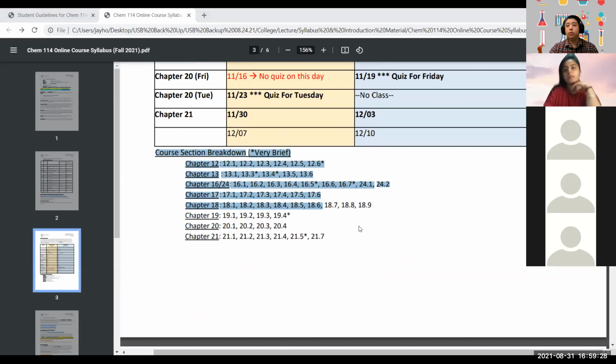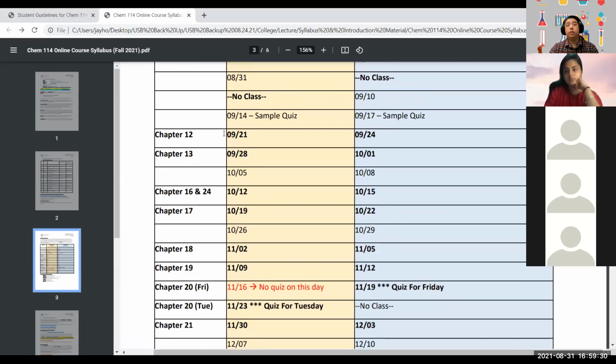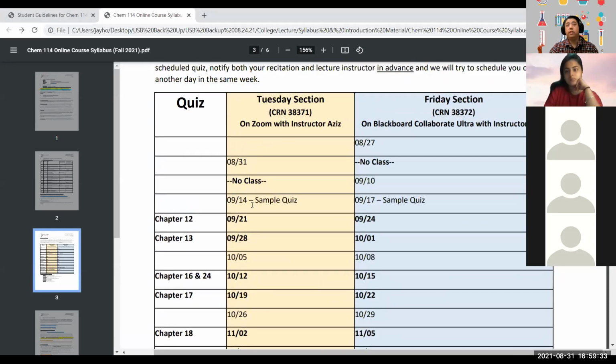Just a little more detail for those that want to read more into it. The quiz dates are scheduled. If you look carefully at this list right here, depending on whether you're in the Tuesday or Friday section, you know the exact day you are taking the quiz. If you need a reminder, refer back to the syllabus. Everything is listed here.